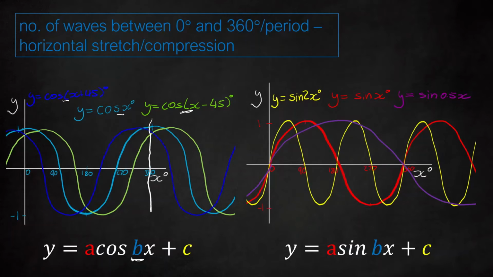Whereas for the ones on the right hand side, we can see that b is different. For sine 2x, there are now 2 waves between 0 and 360, the yellow one, whereas for sine 0.5x, there's only half a wave between 0 and 360. And this means that the period is also changed. For sine 2x, there are 2 waves between 0 and 360, which means it repeats every 180 degrees. So just after here, it repeats itself, which means its period is now 180 degrees. And y equals sine half x will now have a period of 720 degrees before it repeats itself. Let's summarise this.